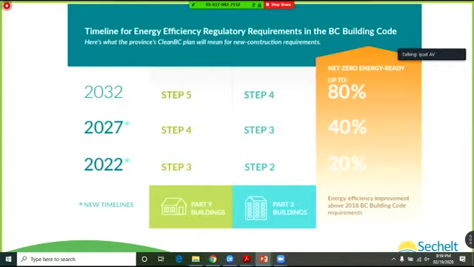And so we have these timelines. It's going to be increasing throughout the next 10 to 12 years. And it feels that now it is timely to move forward with our local government partners on the Sunshine Coast and move into step 1. Thank you. Any questions?